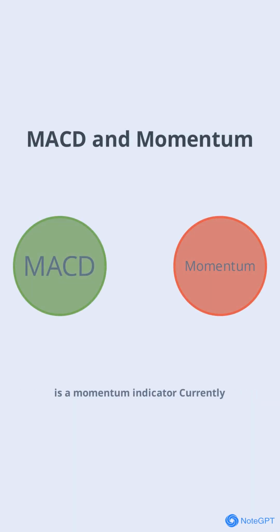Currently, ONDS's MACD is at 0.257, with a signal line at 0.32 and a histogram of minus 0.063. The negative histogram suggests a slight loss of momentum, but the MACD remains positive. Momentum indicators like MACD help traders identify shifts in trend direction and potential buy or sell signals.